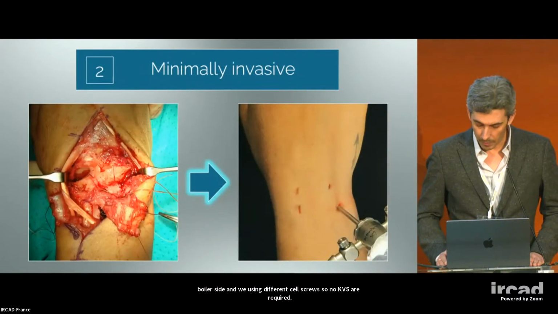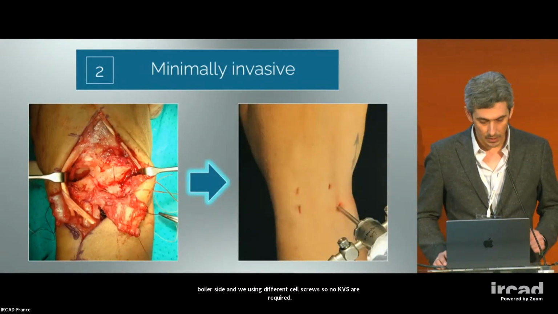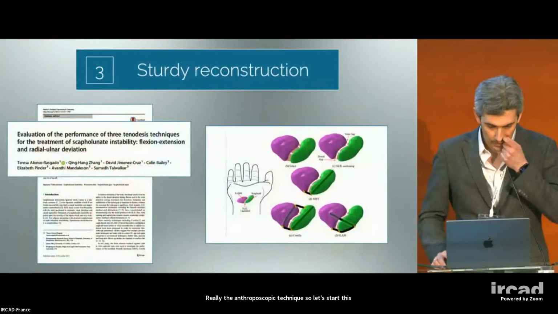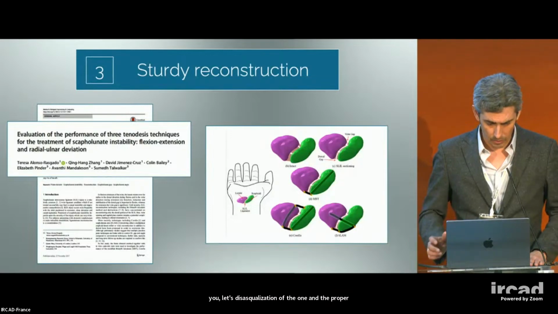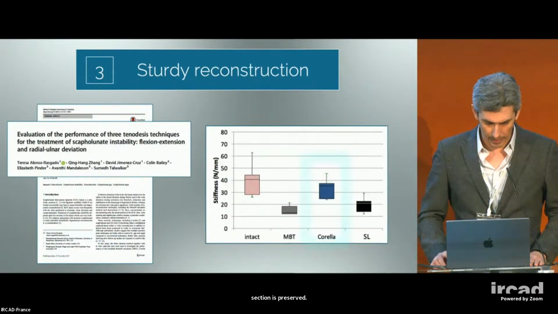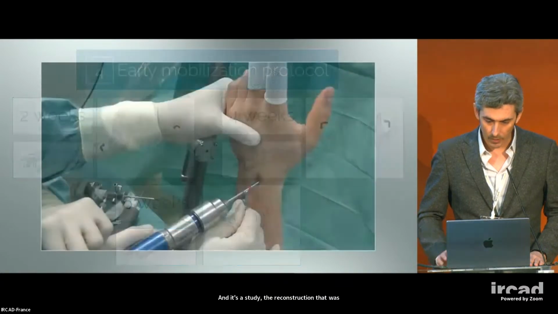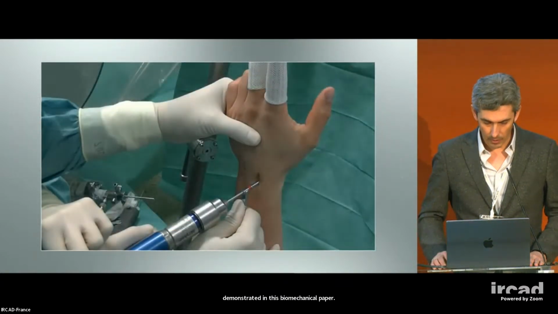Obviously, it's an arthroscopic technique, so less scar tissue, less devascularization of the bone, and the proprioception is preserved. And it's a studied reconstruction that was demonstrated in this biomechanical paper, and also allowed the patient to move early. So this is a really quick video of the technique.